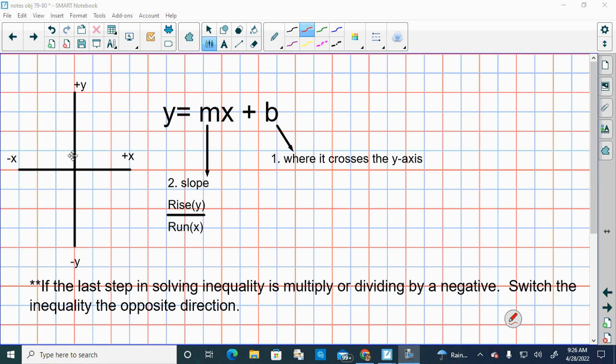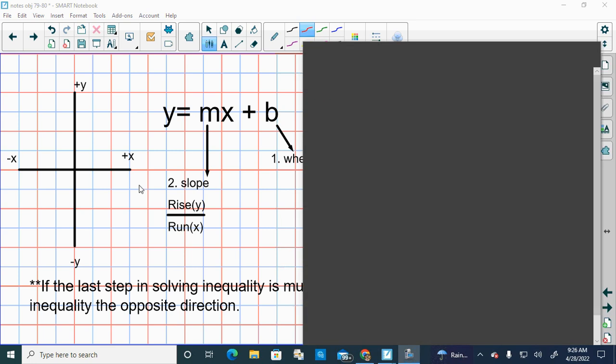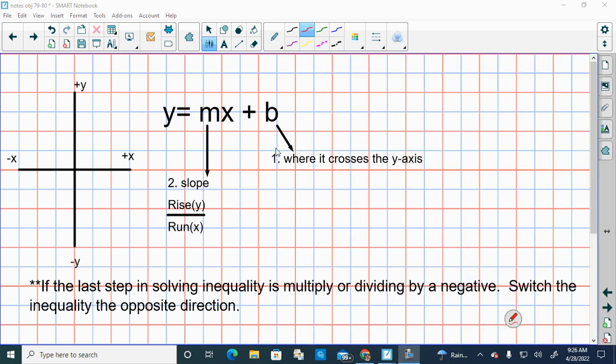Okay, so an example of the coordinate plane. So which one's your x, which one's your y, positive and negative directions. This is called slope intercept equation. So y equals mx plus b. And I'm going to go through how we break this apart.